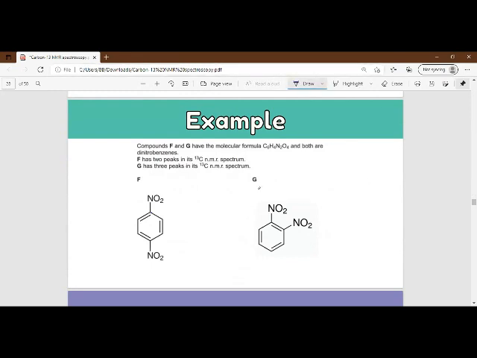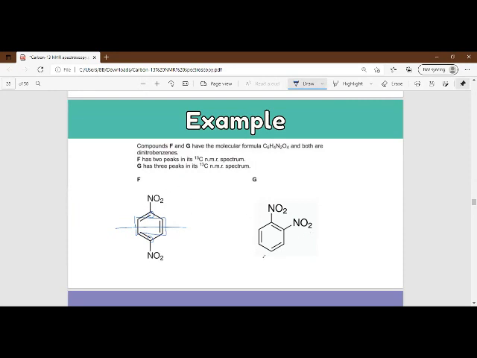So why is it like that? As you can see, F has 2 peaks. So first we have to make a line of symmetry. It can be either horizontal or vertical. When you fold it, the two halves must overlap each other exactly. So basically this carbon is the same as this carbon, whereas these 4 carbons are the same. Hence it has 2 peaks.